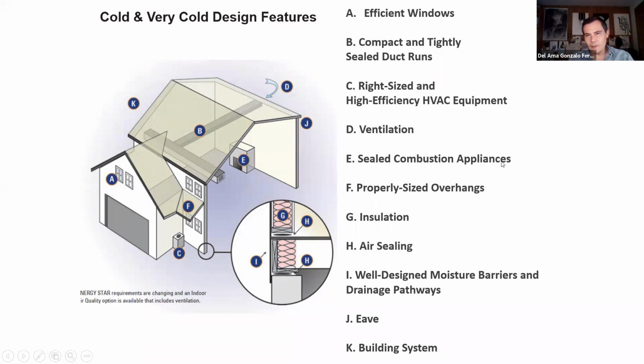Sealed combustion appliances. Here we can have boilers, furnaces, chimneys, or fireplaces. Again, we need to seal all these things, the same thing we did with the air ducts. We need to make sure that we don't have air leaks in these kinds of places.